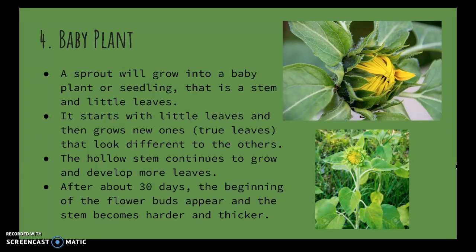The fourth stage is a baby plant. A sprout will grow into a baby plant or seedling. This is a stem and little leaves. It starts with little leaves and then grows new ones that are called true leaves that look different to the others. The hollow stem continues to grow and develop even more leaves. About 30 days after that, the beginning of the flower buds appear and the stem becomes harder and thicker.